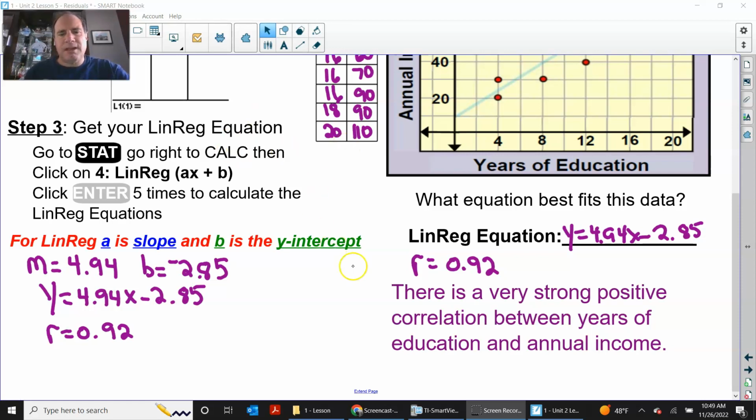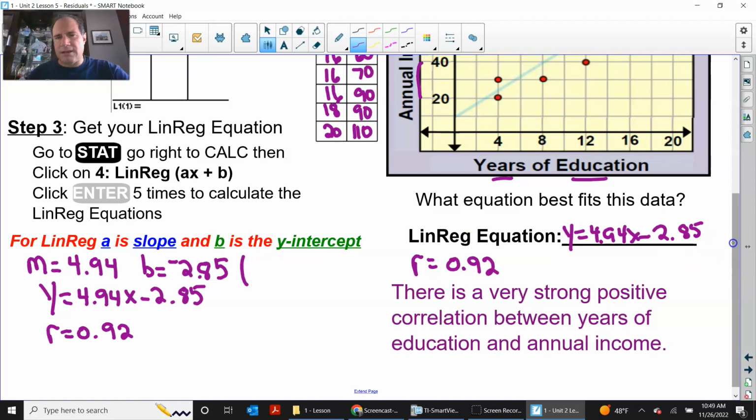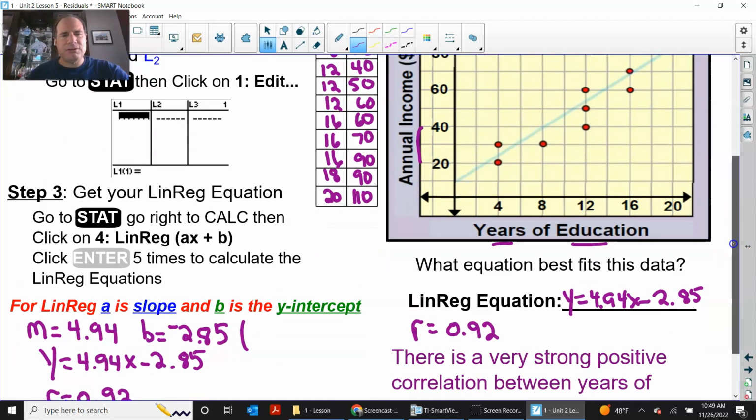So that's what I put down here. There is a very strong positive correlation between the years of education. So just write down, hey, wait a minute, here's the X right here, years of education and annual income. Right? And by the way, just make sure that you're putting the annual income in thousands.